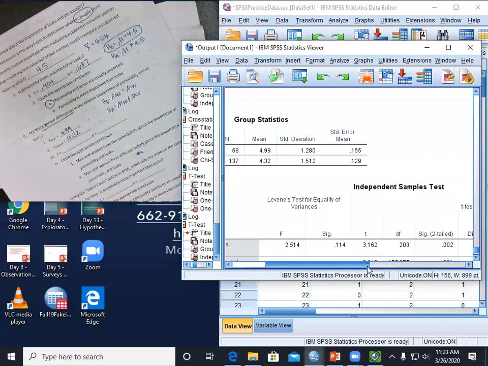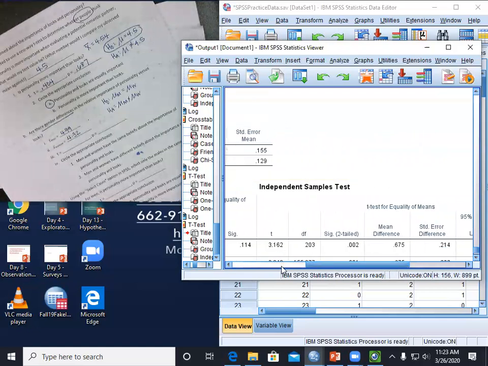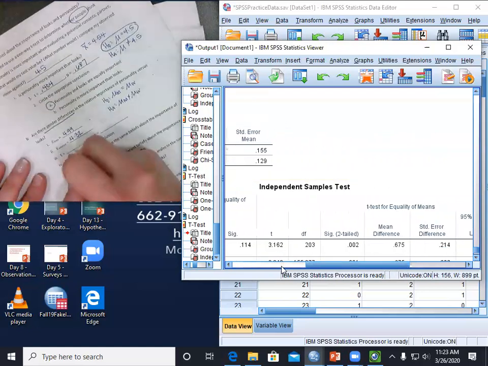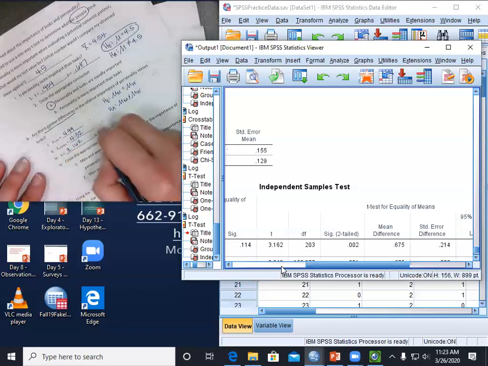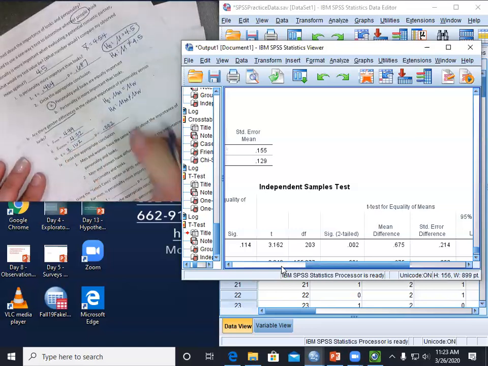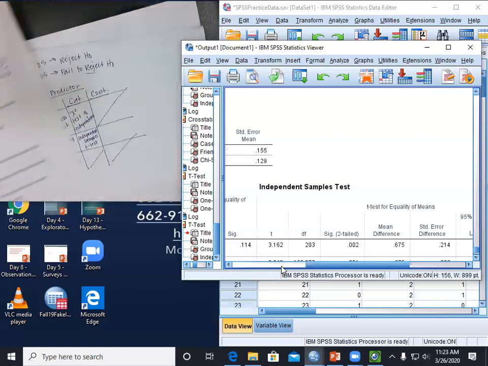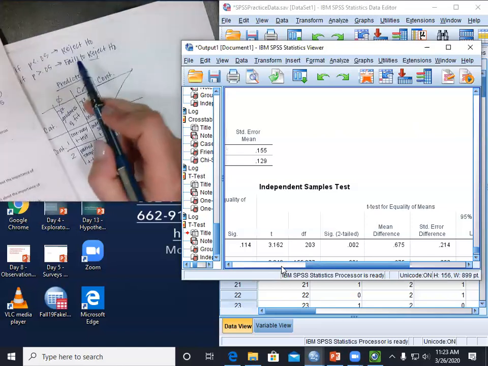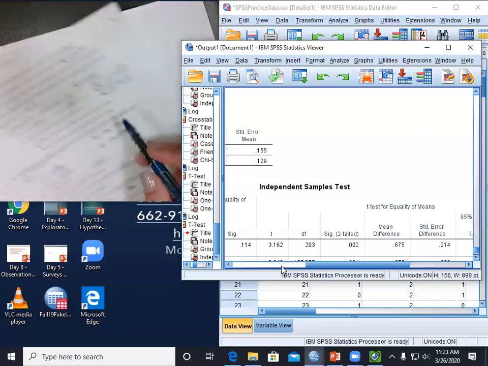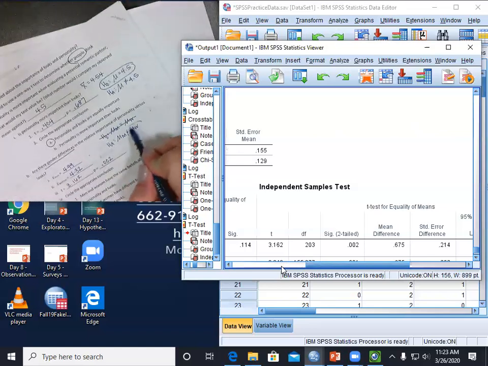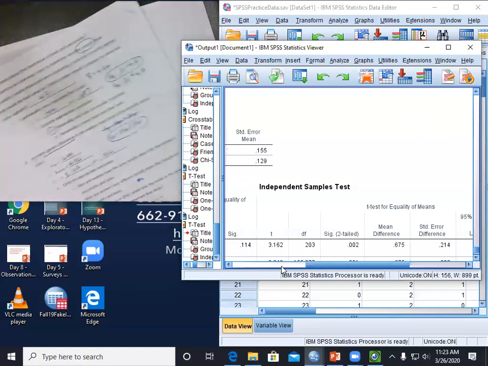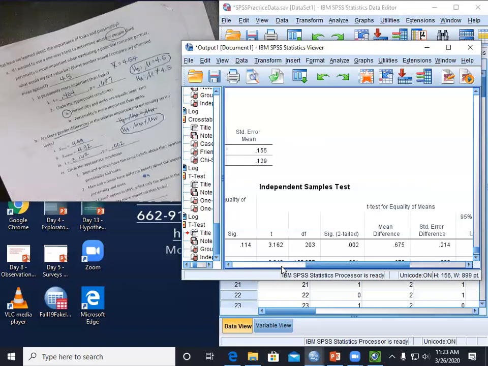To find out, we scroll across to our T statistic. Our T statistic is 3.162, and our p-value is 0.002. With a p-value of 0.002, we are going to reject the null hypothesis, and we're going to conclude that the means of the men and the women are different.